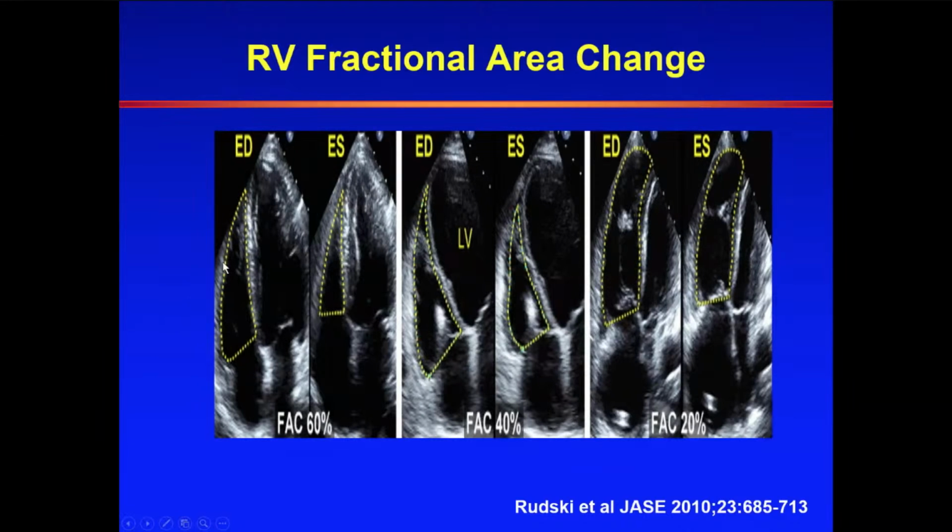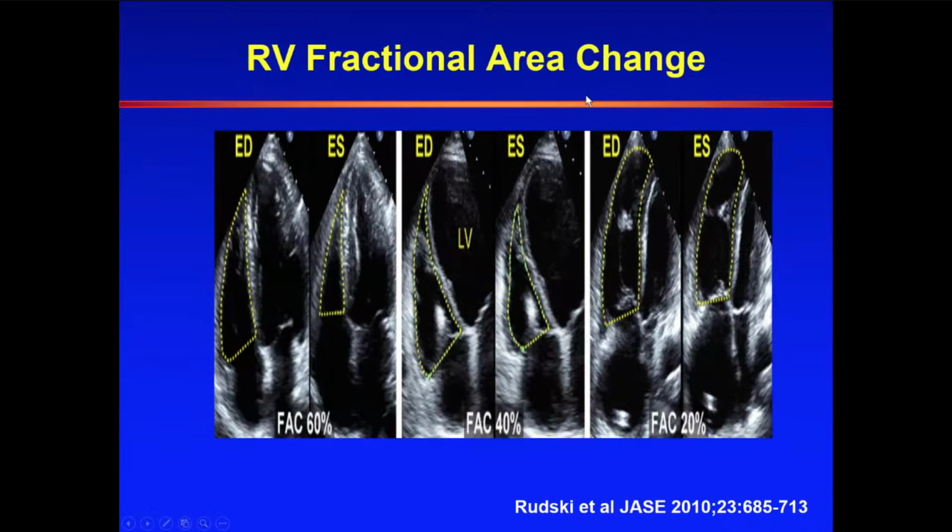The maximum size for the end diastolic area for men is 12.6 centimeters squared per meter squared, and for women is 11.5 centimeters squared per meter squared. For the end systolic area, the maximum size for men is 7.4 centimeters squared per meter squared, and for women it is 6.4 centimeters squared per meter squared.